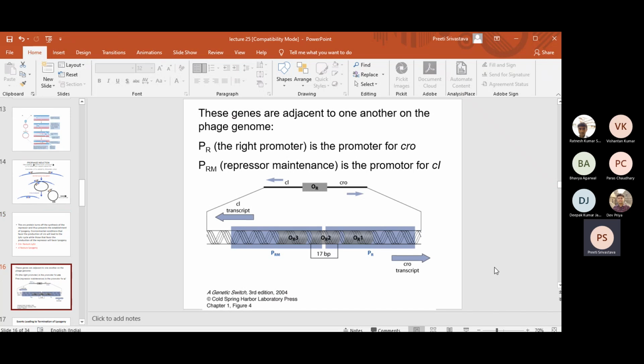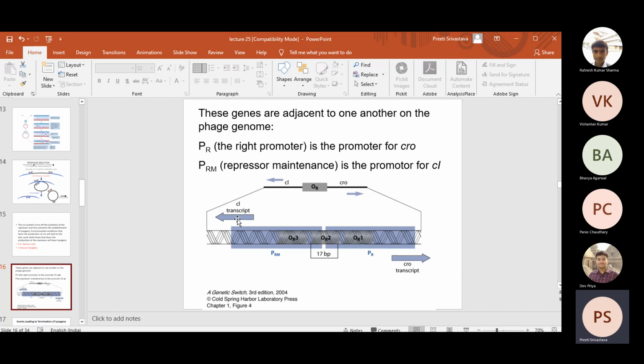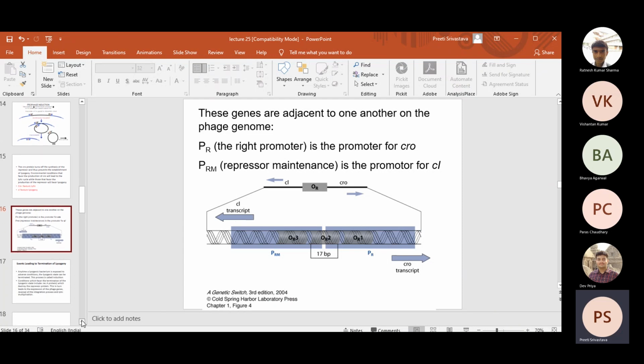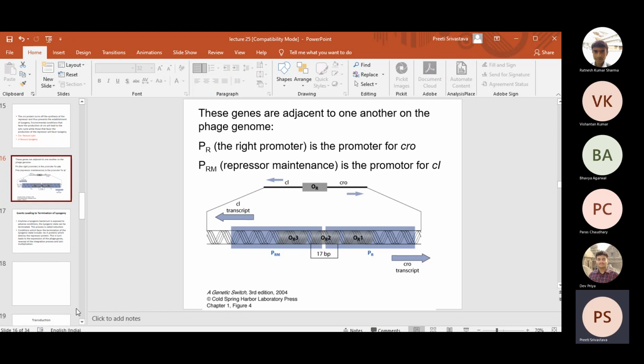So this is C1 and this is CRO. So this is in the left direction and this is in the right direction. I think I have one more figure. Let me see.